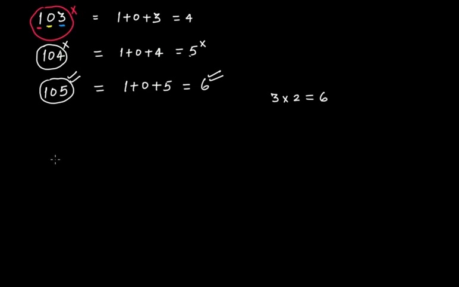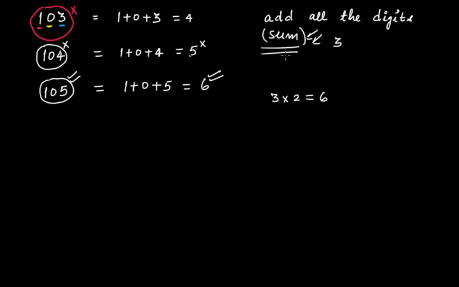Therefore the rule or the condition that must be satisfied is, for any number to be divisible by 3, the sum of all the digits should be divisible by 3, right? So you just add all the digits, and after adding, the sum or the answer that you get should be divisible by 3. And if it is divisible by 3, then that number would be divisible by 3.